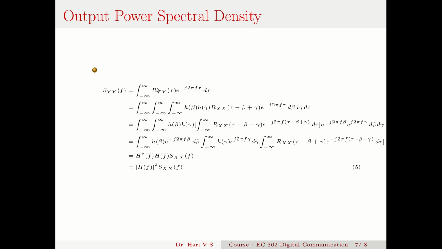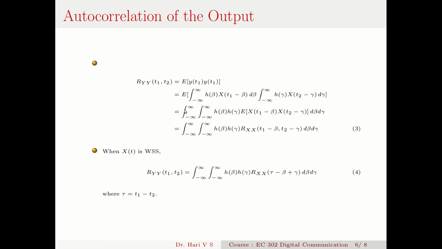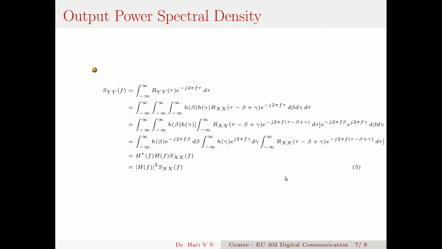Here, I apply the equation for Ryy(tau), which is a double integral. This is this old equation 4, applied from here to here, then e raised to minus j 2 pi f tau d beta d gamma d tau. Now I do some simple mathematical manipulation, so that the first two integrals are the integrals from minus infinity to infinity of h(beta) h(gamma). Then I combine these things together. The last integral is from minus infinity to infinity of Rxx(tau minus beta plus gamma). So Rxx is a function of tau minus beta plus gamma, so I make a slight modification in the kernel. I make it e raised to minus j 2 pi f times (tau minus beta plus gamma), so that these two arguments are the same.